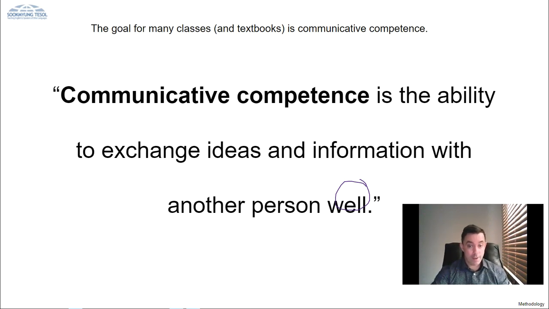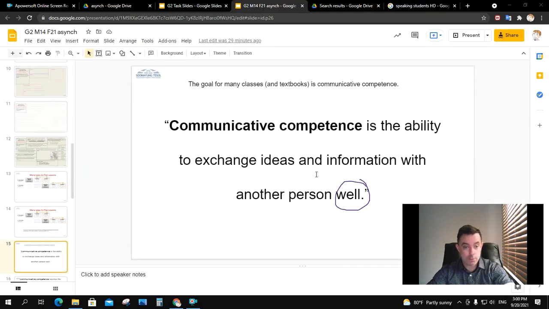Well, you could say maybe it has something to do with using that language accurately. So it has something to do with your pronunciation, using the right grammar, choosing the right words, right? And that all comes down to this major concept that we call accuracy, right?